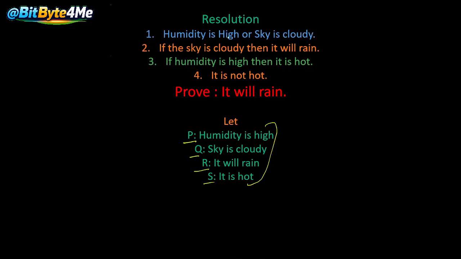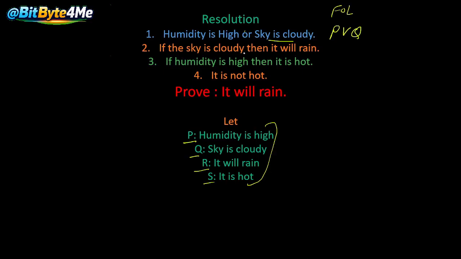By taking these, we will represent these statements. First, humidity is high means P, and the second part, sky is cloudy, means Q. They are written with OR. We will put the OR sign. So this is the first order predicate logic representation of this sentence.